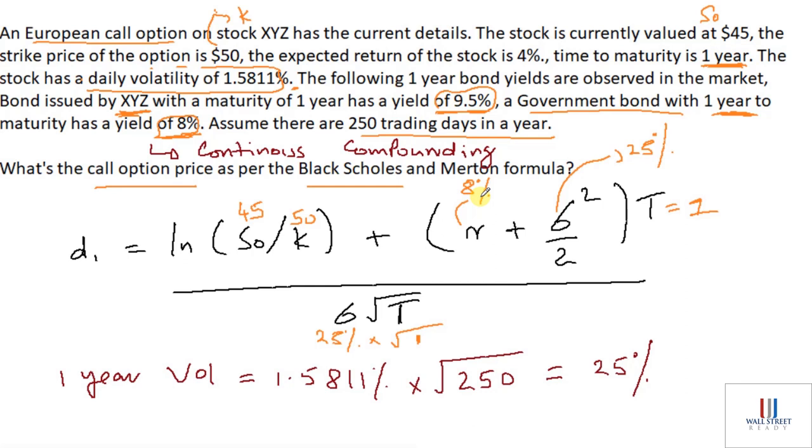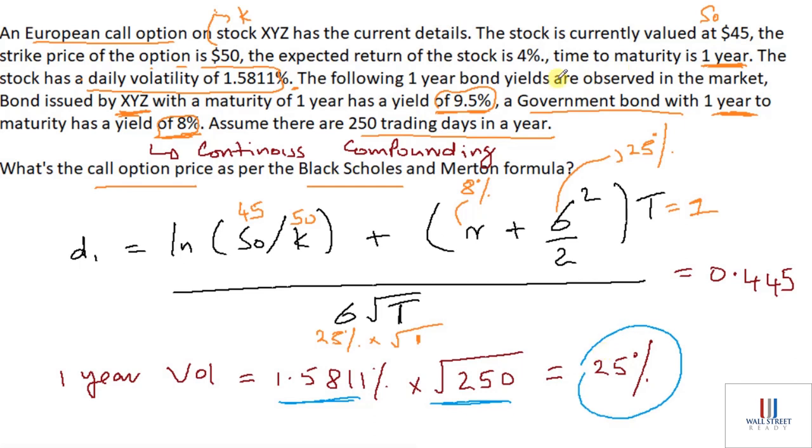My D1 will be 0.445. So remember some of the key things that we did here. We transformed the daily volatility into annual volatility by multiplying by the square root of 250, which is 25%.